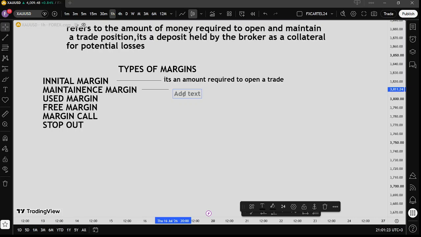So let's look at maintenance margin. So minimum margin, it's the minimum amount to keep the position or trade open. And I use position open because we usually use position.